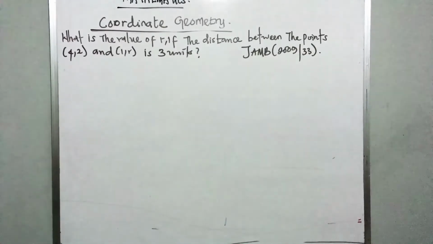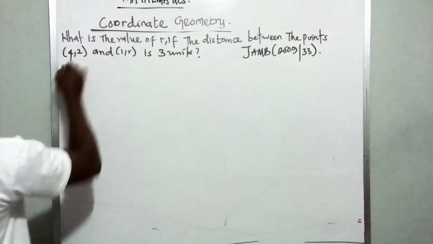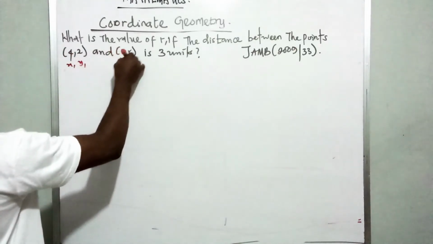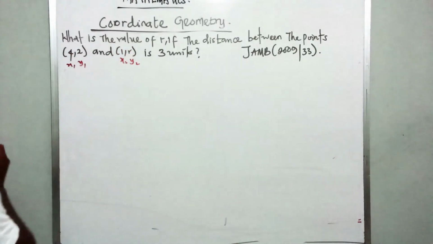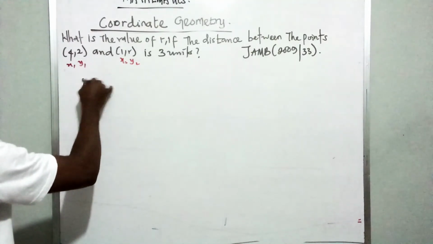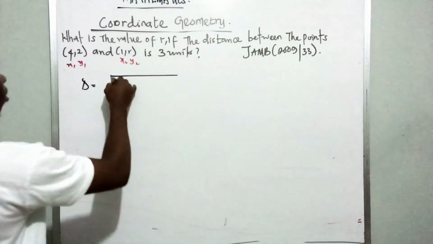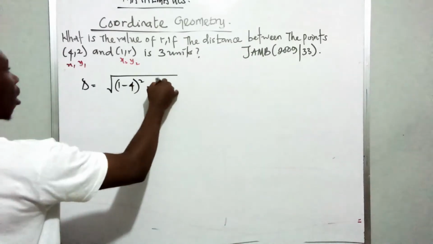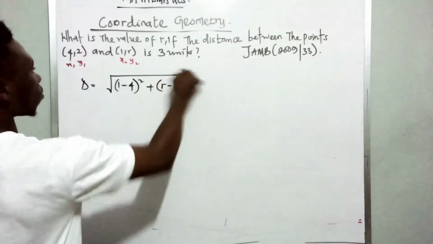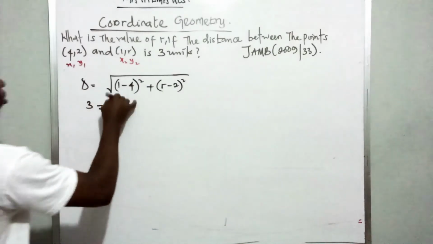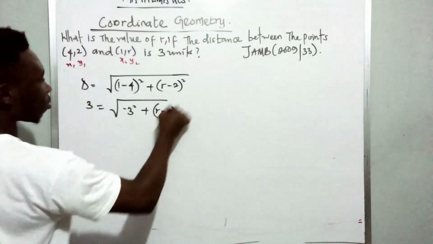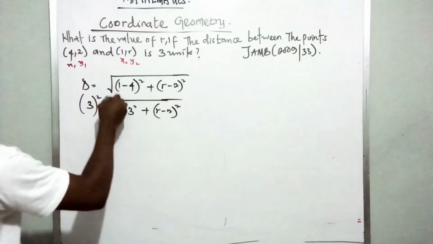So going further, what is the value of r if the distance between the 2 points? Now have what? Our x1, y1, x2, y2 is what? 3 units. So distance here is equal to square root of what? 1 minus 4 square plus r minus what? 2 square. So the distance is 3. That's 3 is equal to square root of what? Minus 3 square plus what? R minus what? 2. So you square both sides.